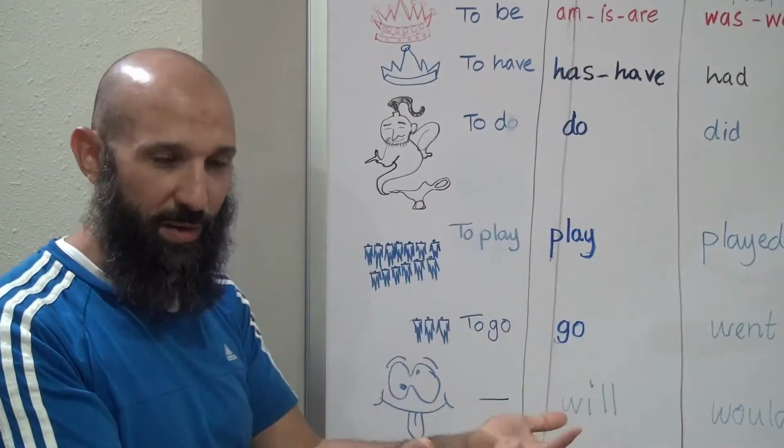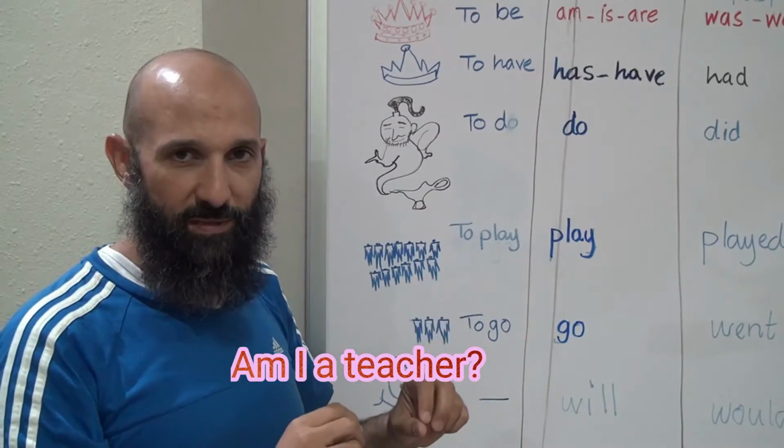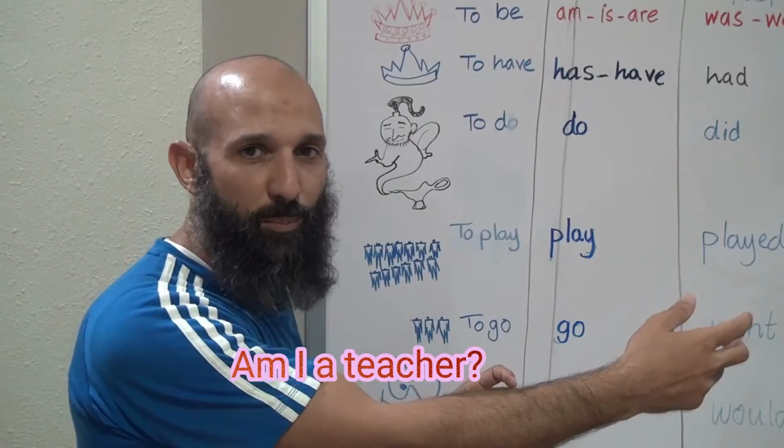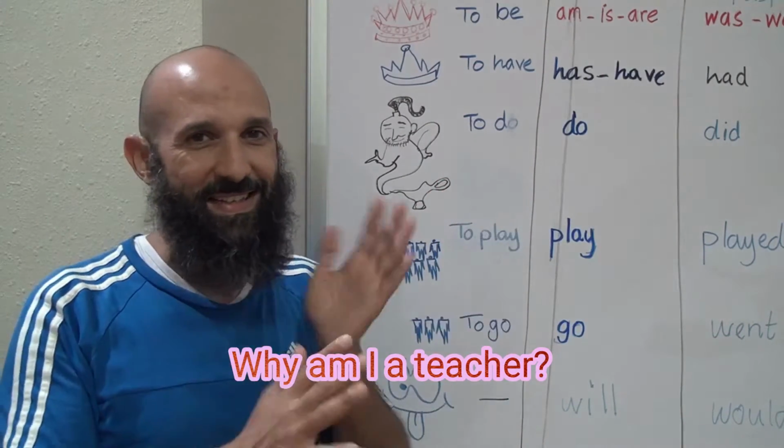Very simple. So let me give an example. So am I a teacher? That's the hal question. Before it you put why, for example. So why am I a teacher? Simple as that. It doesn't need anything.